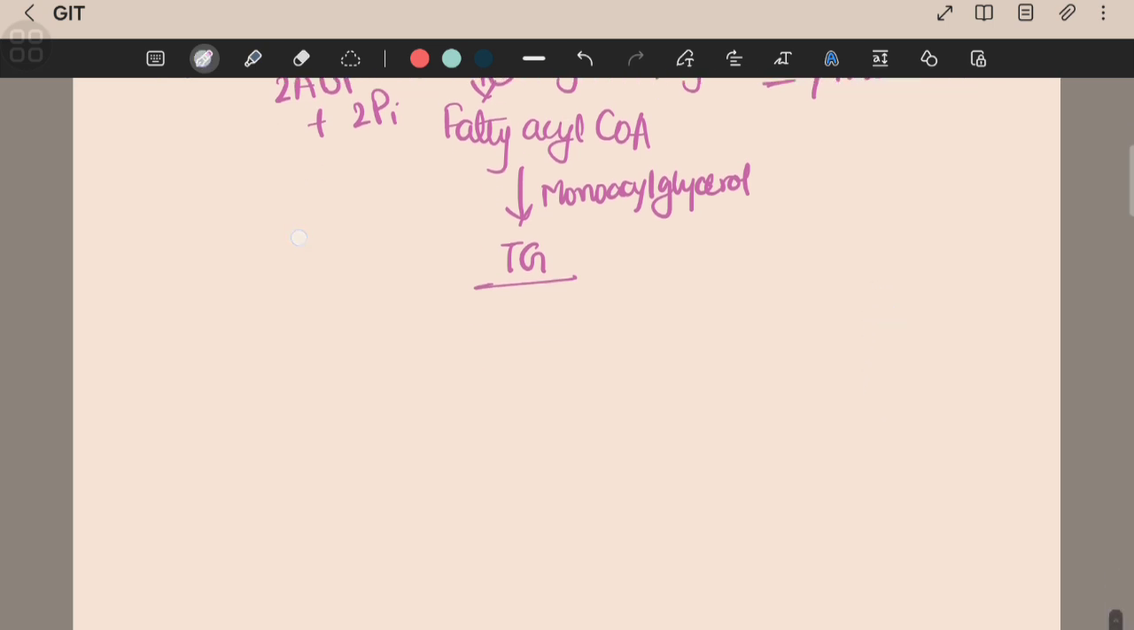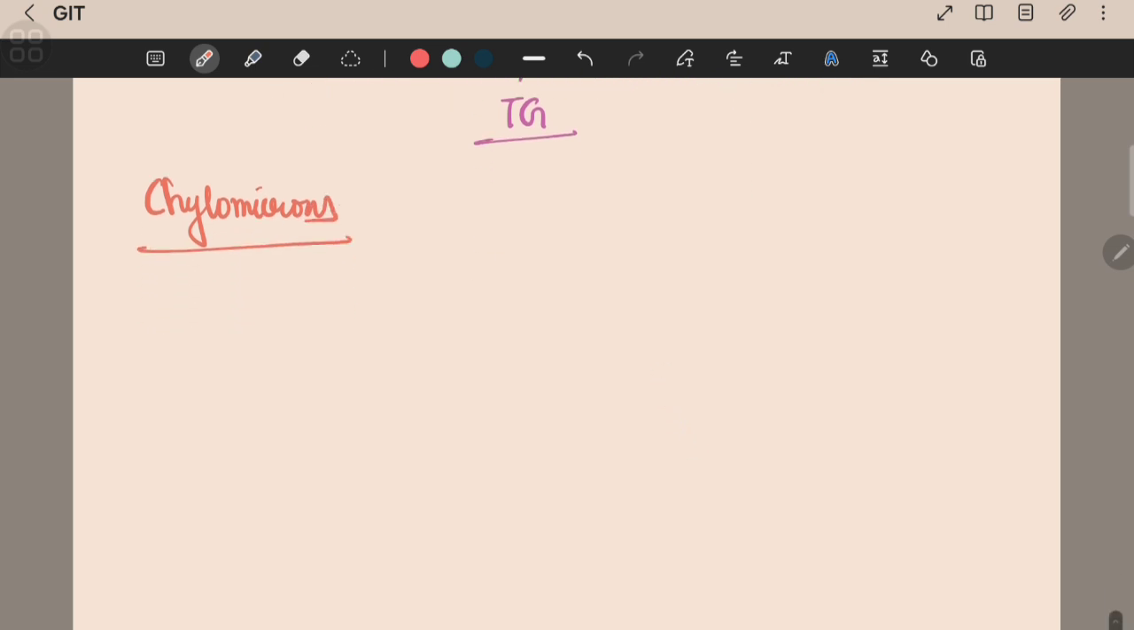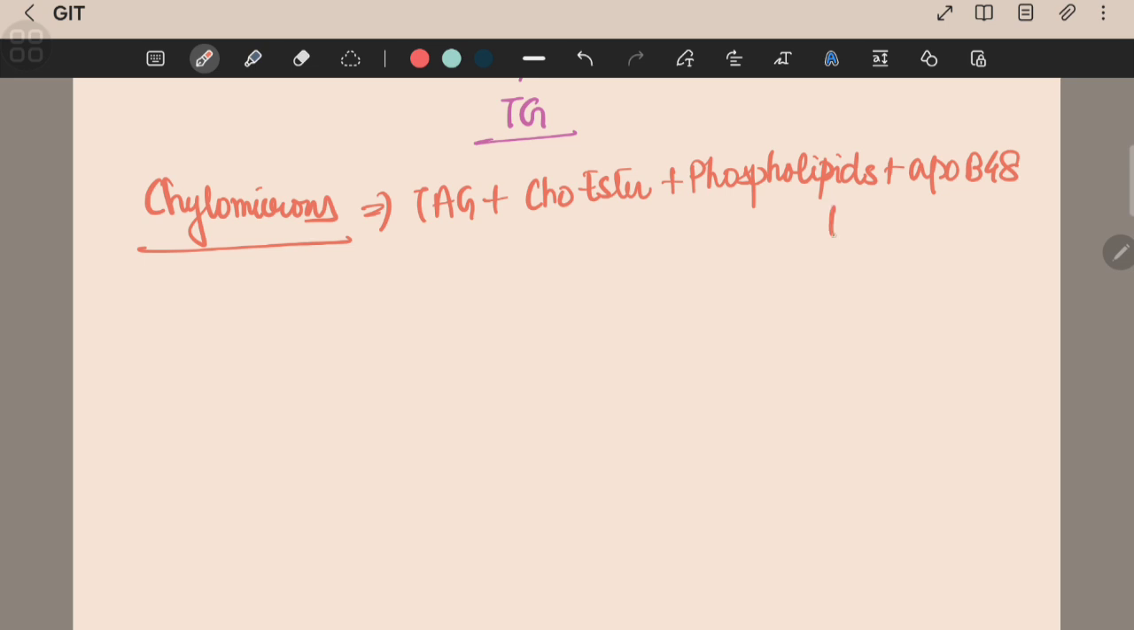Now see, what are chylomicrons? This is very important. The triacylglycerol, the cholesterol esters, the phospholipid molecules, along with apoprotein B48 and apolipoprotein A, are incorporated into the chylomicrons. So the constituents of the chylomicrons are triacylglycerol, cholesterol esters, phospholipids, apo B48 and apo A. These are all present in the chylomicron. The chyle, the milky fluid of the intestinal mucosal cell, located in the chylomicrons, is transported through the lacteals into the thoracic duct.